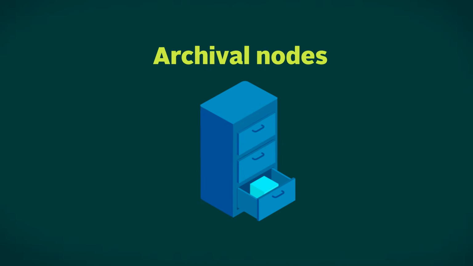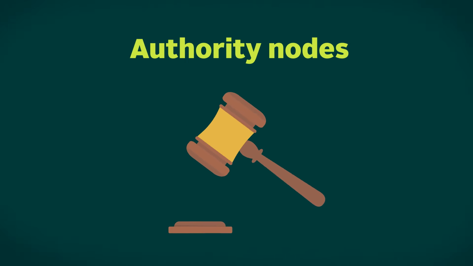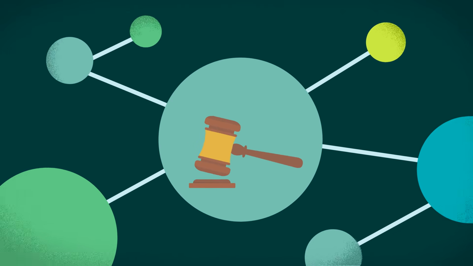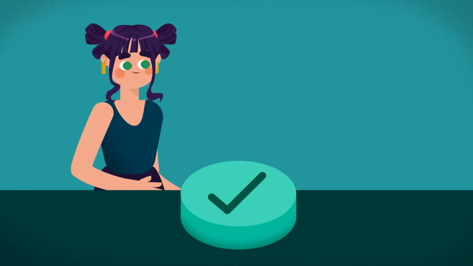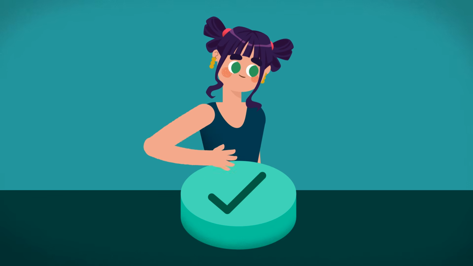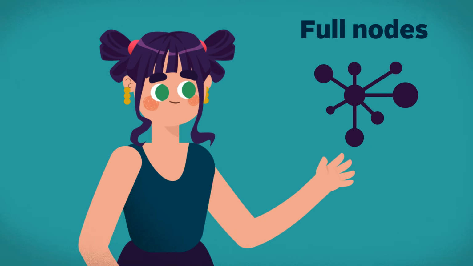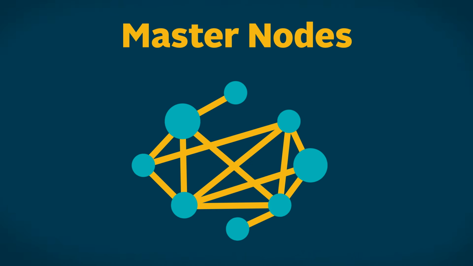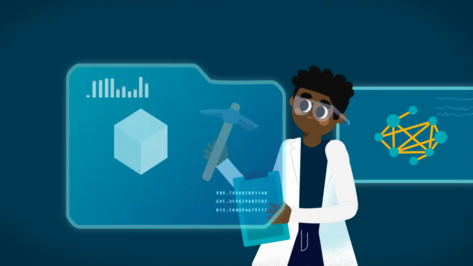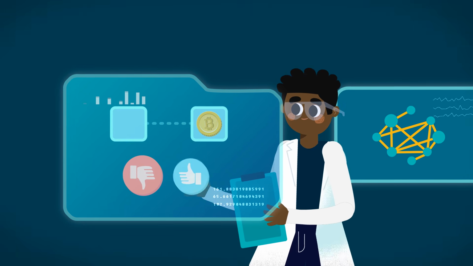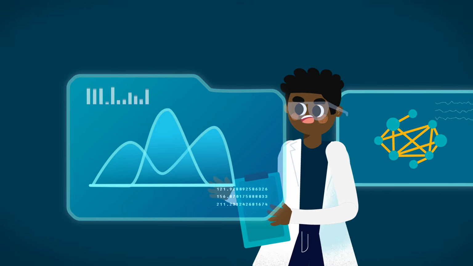The other type of archival nodes are known as authority nodes, mostly used in partially decentralized networks. Validators that run these nodes are typically hand-picked by the entity behind the network, though they still perform similar tasks to full nodes. The last type is master nodes, which, unlike these previous ones, cannot add blocks to the blockchain. Rather, they only validate and keep records of transactions.